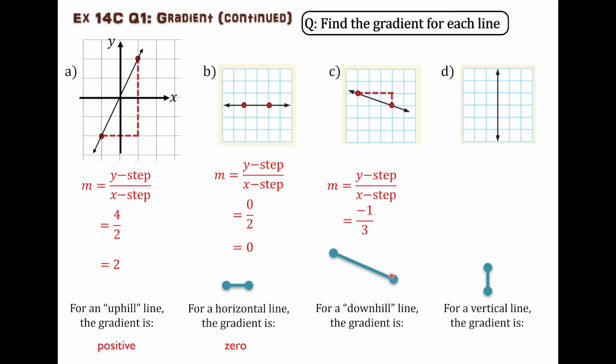All downhill lines will have a gradient that is negative. It's going down. And finally, we have a vertical line here. We can do the same sort of thing.